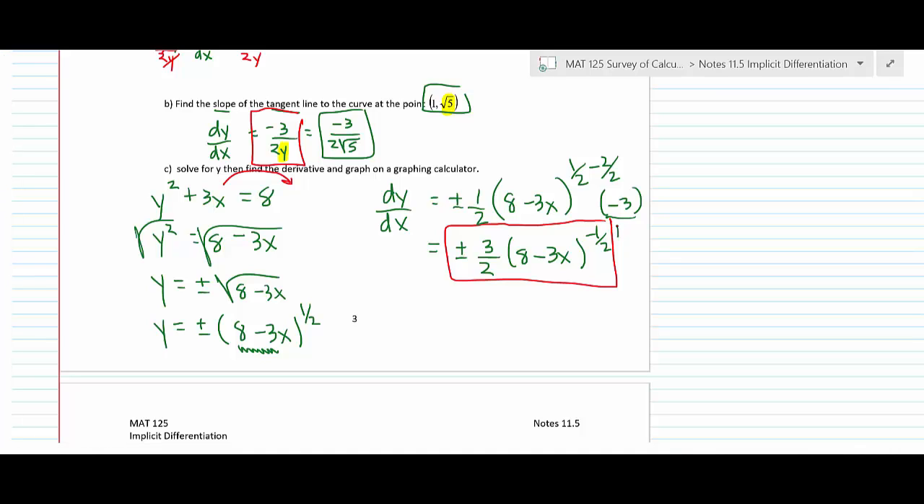That's the reason I'm doing that. That isn't really going to affect anything, because if you have the plus 1, it becomes negative 3. If you have the minus 1, it still becomes positive 3. So that's your derivative. Okay.